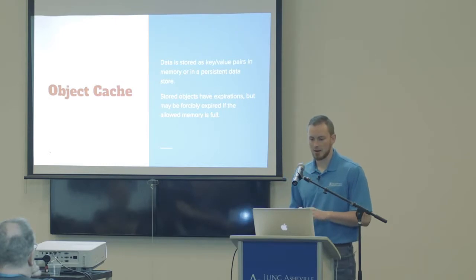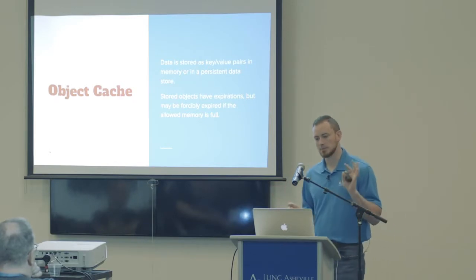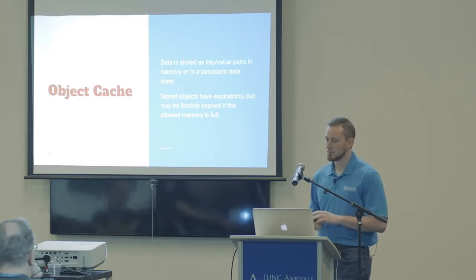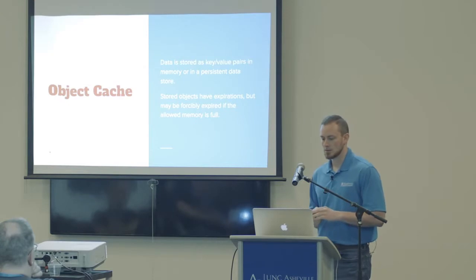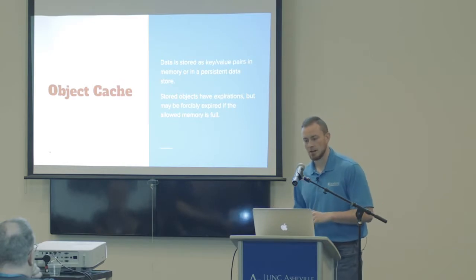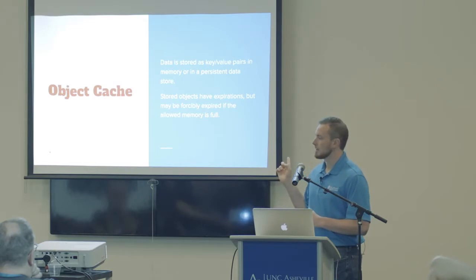We also have the object cache. This is where we have key value pairs. So typically we'll have some data that has a name, and it is stored in memory or in some sort of persistent data store, and then those things can be expired or forcibly invalidated based off of other use cases.